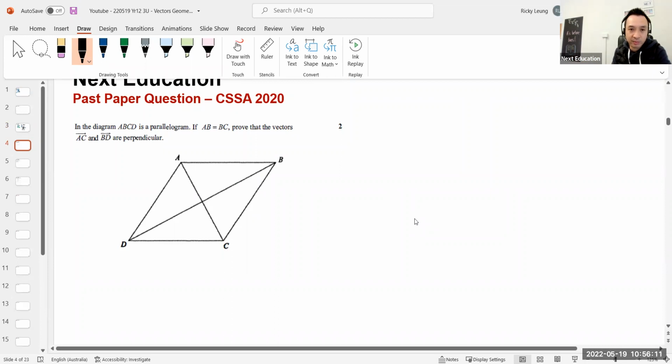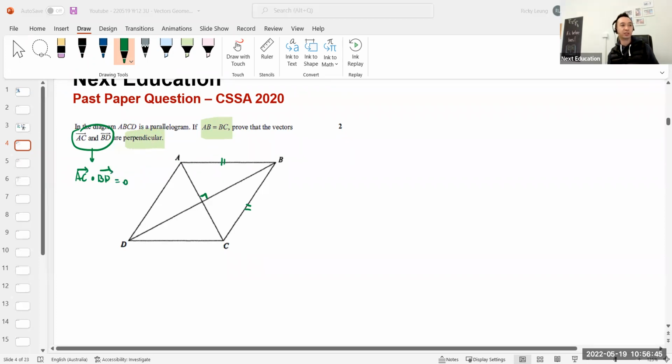ABC is a parallelogram. If AB equals BC, we're talking lengths here, right? So why this? Because this guy equals this guy. I'm going to probably use the magnitudes there. Prove that the vectors AC and BD are perpendicular. So once again, there's that word perpendicular. The moment you hear perpendicular, we're basically saying prove that AC dot product with BD equals 0.